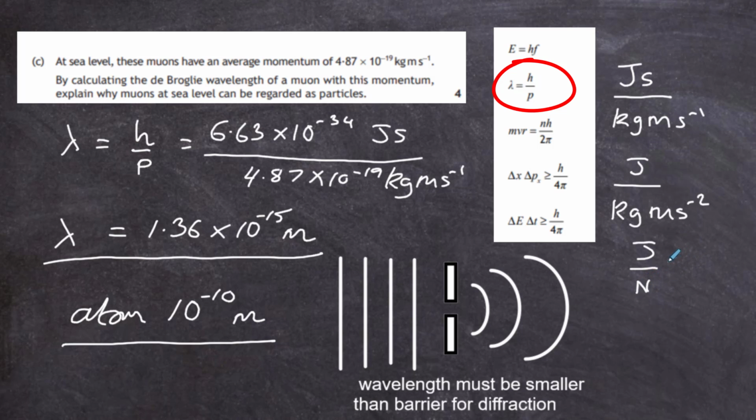So the unit boils down to joules divided by a newton. But we do know that the joule is the unit for energy, and energy can be written in terms of work done equals force times distance. So the force would be newtons, times a meter, divided by a newton, and you can see the two newtons cancel and you're left with a meter. That means our formula lambda equals h divided by p does give you a value for length, which is the wavelength in this case: 1.36 times 10 to the minus 15 meters. You're not going to see diffraction effects or wave phenomena because the size of the wavelength is much smaller than the size of the atom.